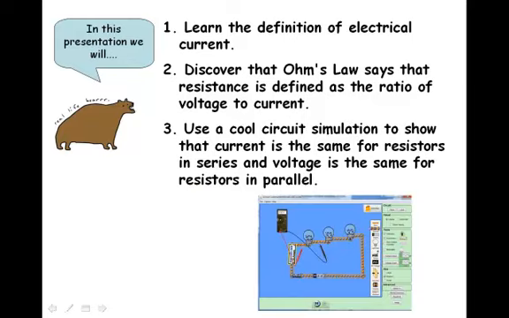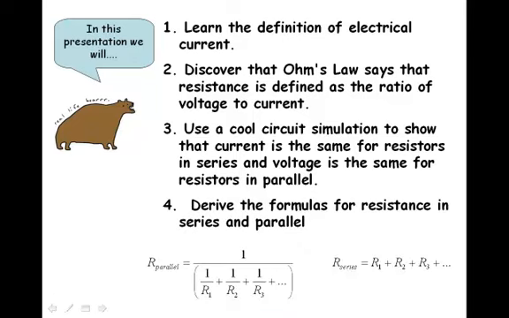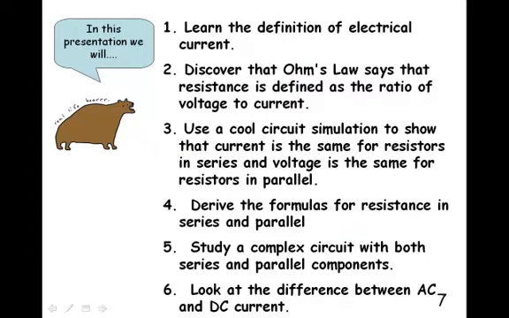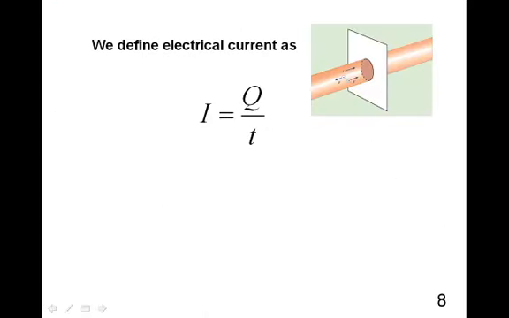We'll use a cool circuit simulation program to show that current is the same for resistors in series and voltage is the same for resistors in parallel. We'll derive the formulas for resistance of resistors in series and parallel. And we'll study a complex circuit with both series and parallel components. And finally, we'll look at the difference between AC and DC current.